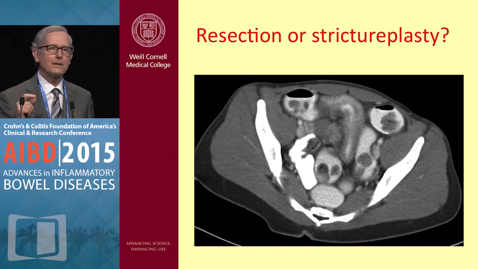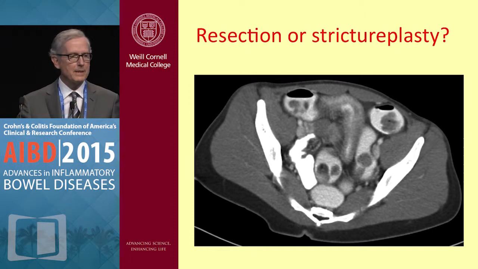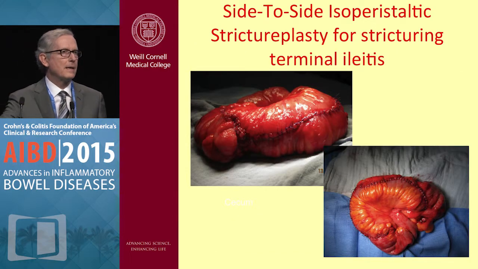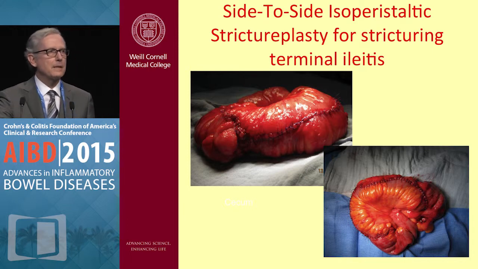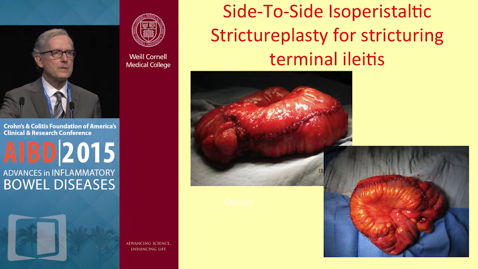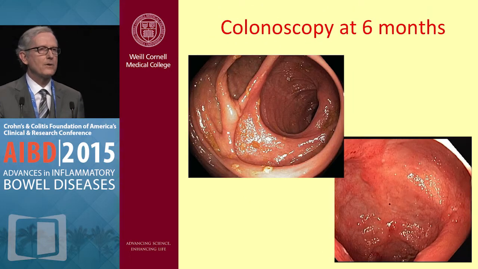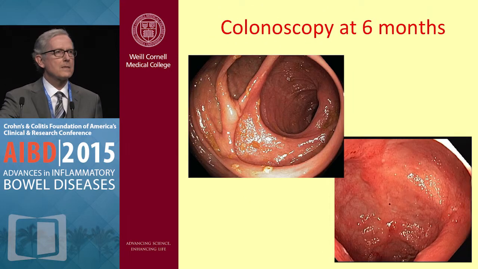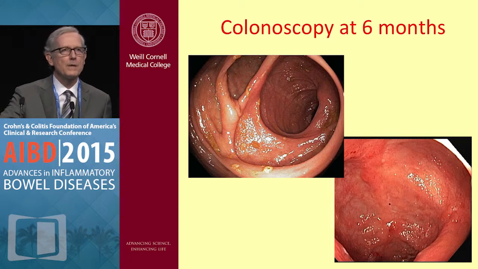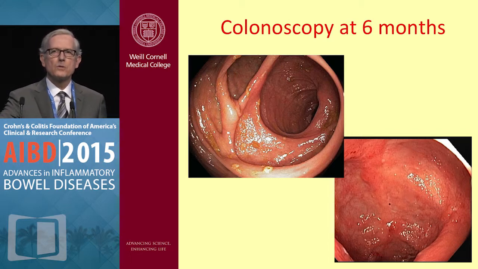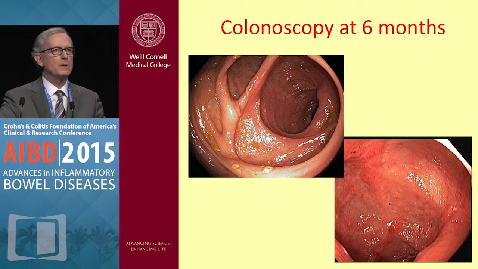Can it be done technically, first of all? And yes, it can be done technically. Under IRB study, I've already done several of these side-to-side strictureplasties on terminal ileitis. And interestingly enough, 6 months later at colonoscopy, the disease seems to have disappeared, or at least quiesced quite a bit and regressed. So I'm not here to tell you that terminal ileitis nowadays must be treated with a side-to-side strictureplasty. Far from it.